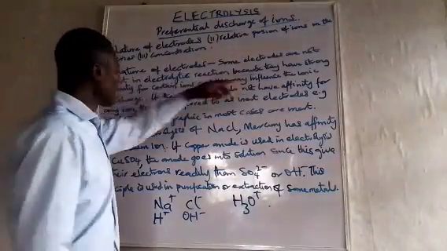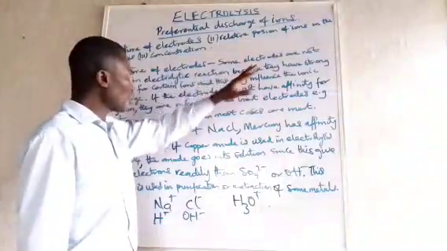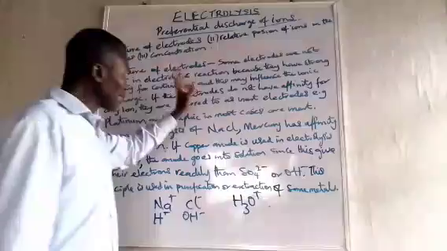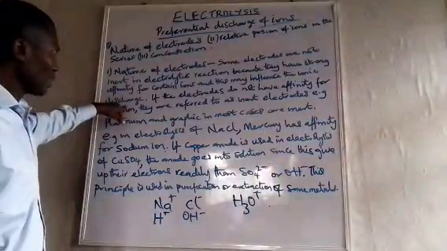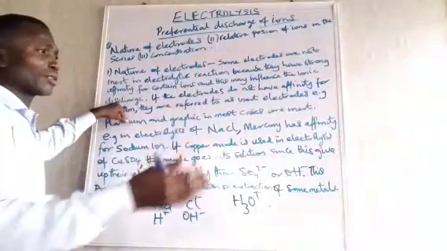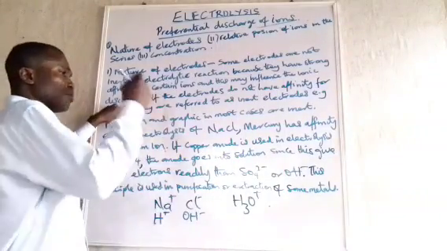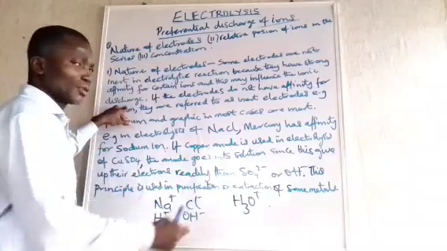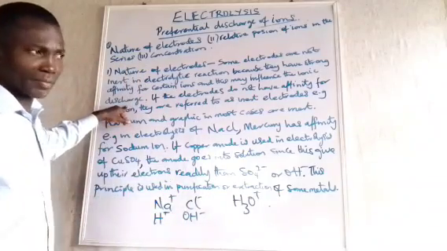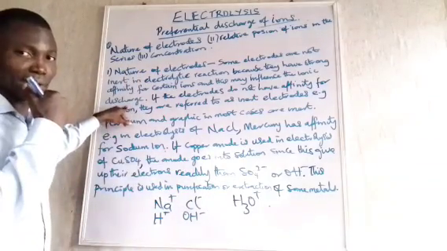Now let's look at what is written. Nature of electrodes. Some electrodes are not inert in electrolytic reaction because they have strong affinity for certain ions, and this may influence the ionic discharge. So that is the first thing. Whenever you are looking at any electrolytic reaction, look at whether the electrode has affinity for any of these ions. If it has, that is what will be discharged.